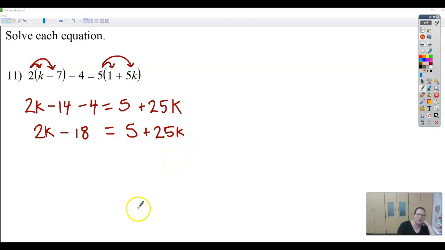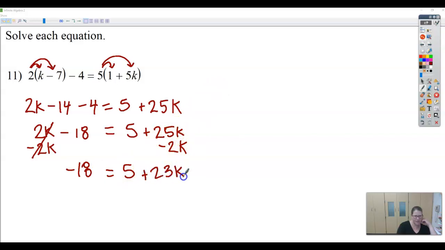So now we need to get all the k's on one side and all the numbers on the other. Remember, which one you decide to do first really does not matter, as long as you make sure to be careful with your adding and subtracting. So 25k minus 2k is 23k. We want to get the numbers away from k, so we're going to subtract 5.